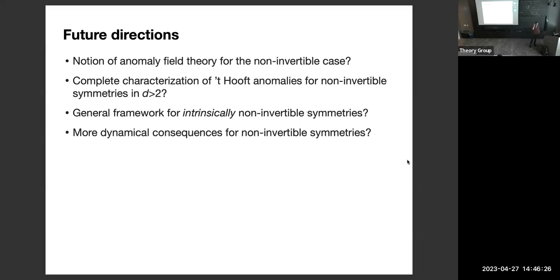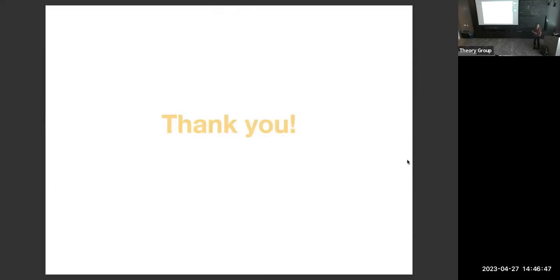Some people call those intrinsically non-invertible symmetries. The big, interesting question, I think, is to actually explore dynamical consequences for these non-invertible symmetries. And so understanding more such dynamical consequences is one of the more important questions in this field. So yeah, with that, thank you very much.